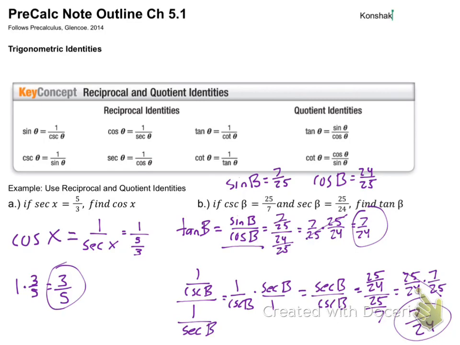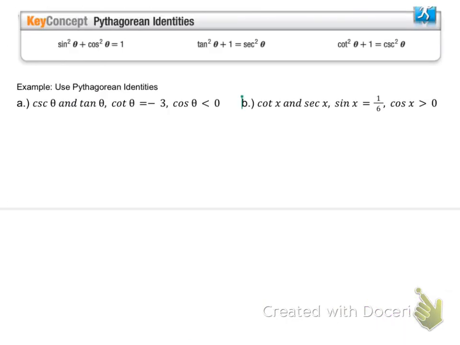Next ones. These ones, I think, are probably some of the more important ones. Are the Pythagorean identities. Sine squared theta plus cosine squared theta is equal to 1. Tangent squared theta plus 1 equals secant squared theta. And cotangent squared theta plus 1 equals cosecant squared theta. There are some important things that we are going to have to know.